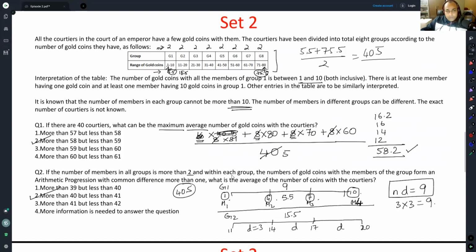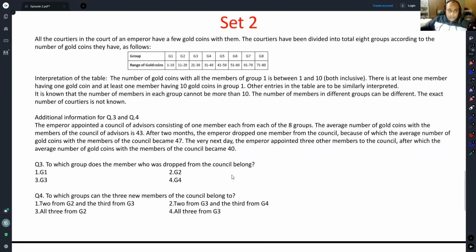Okay, moving on, next question. For the next two questions, there was additional information. The emperor appointed a council of advisors consisting of 1 member each from each of the 8 groups. The average number of gold coins with the members of the council of advisors is 43. 8 members, average 43. After 2 months, the emperor dropped 1 member from the council, because of which the average number of gold coins with the members of council became 47.